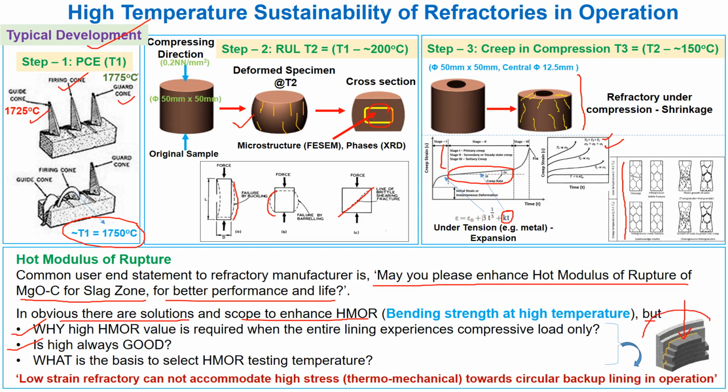With consideration of this image and this statement, low strain refractory cannot accommodate high stress, that is thermomechanical stress towards circular backup lining in operation, we can solve and explain all, and more further will be discussed later.